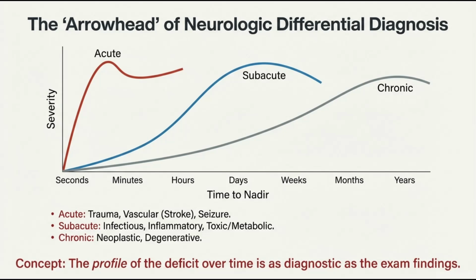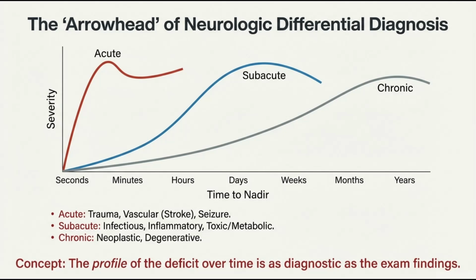So let's look at the acute curve. Events that happen in seconds or minutes are almost always structural failures. A vessel bursts, causing a hemorrhage. A vessel clogs, causing an ischemic stroke. Or an electrical storm in the brain, a seizure, bam. It's an instantaneous onset. Then you have the subacute curve, which is over days to weeks. That's the realm of expanding masses. An abscess is growing, inflammation is spreading like in MS, or a fast-growing tumor is expanding. The symptoms crescendo over time.